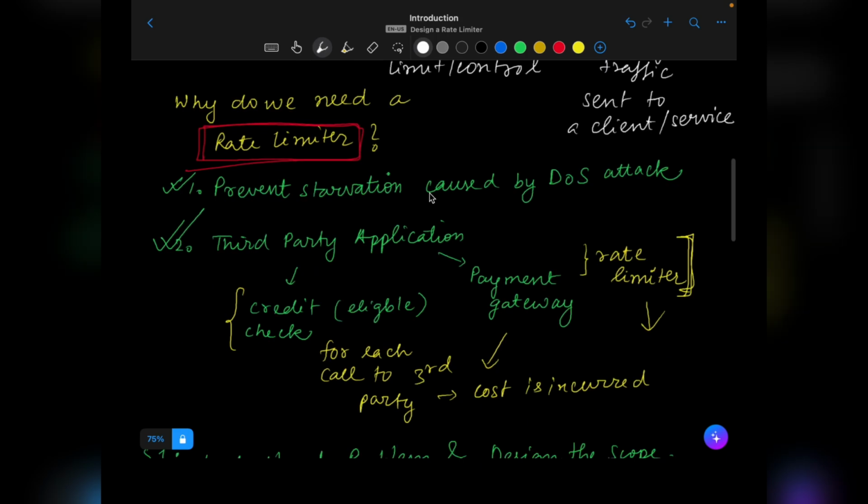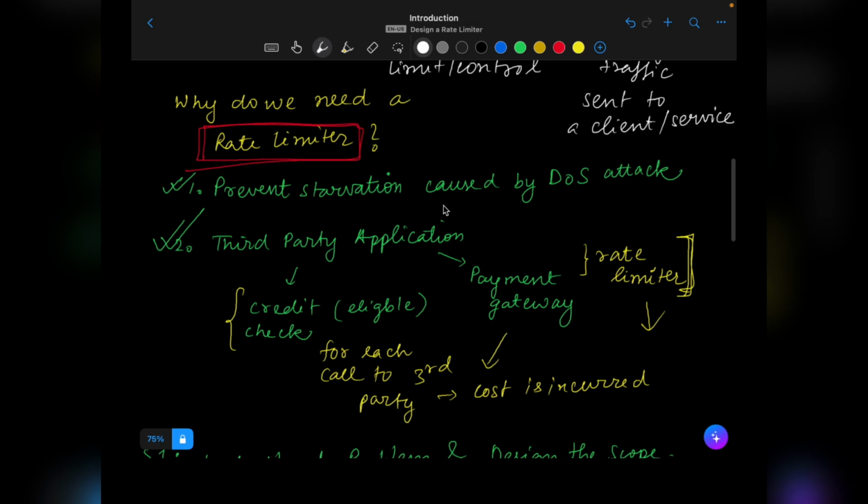So prevent starvation caused by DOS attack, denial of service attack, means some malicious requests are being sent and this blocks the CPU or the memory and thereby causes starvation for the valid requests to be handled. And second thing is, from a company perspective to be cost effective, we should limit the credit check, payment gateway or other API calls to third party applications, and thereby using a rate limiter we could achieve that. So these are the two main things for which we design a rate limiter. There are also other use cases for that.